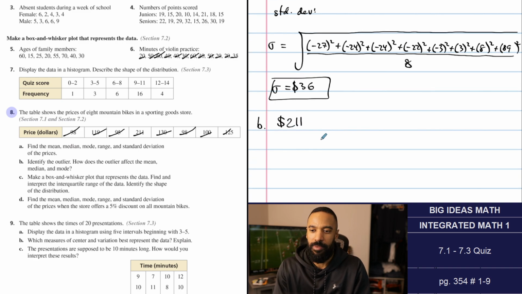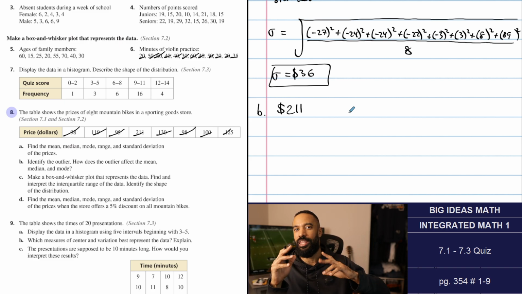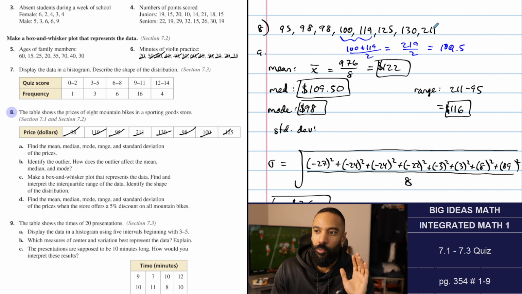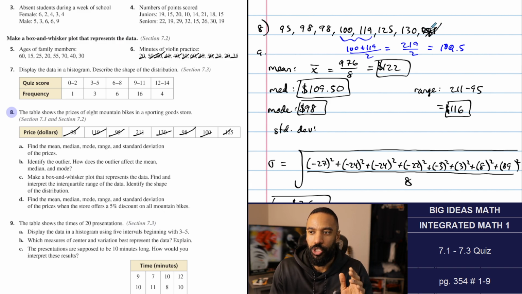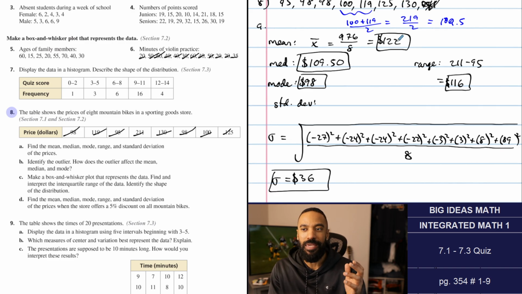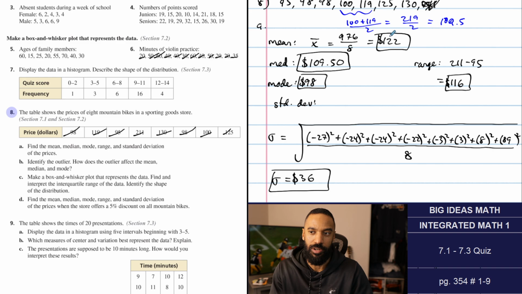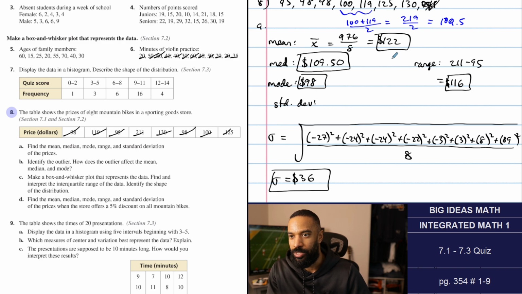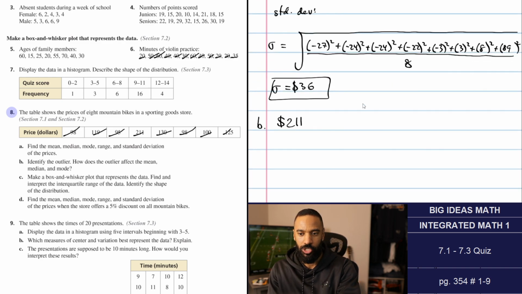How does it affect the mean, median, mode? The question is what it does to them if it wasn't there. So if it wasn't there, what would change? The mode would not change. The median would. The median would become 100 instead of 109.5, and the mean would assuredly be smaller. It would probably be a better representation of the data than the median, or at least nearest it. So the mean and median will go down. The mode will not change.